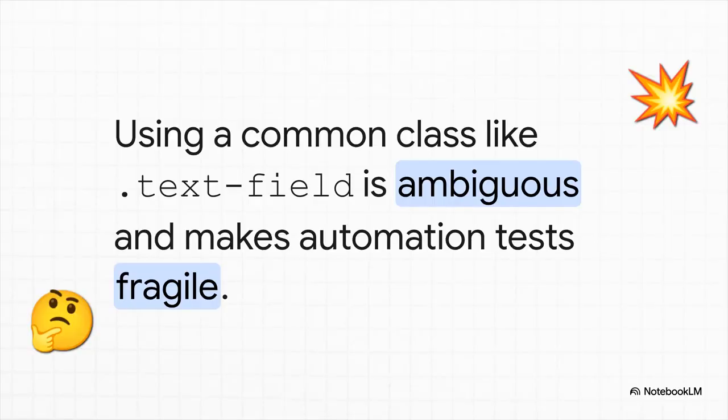So think about it. If you just tell your script, hey, go find an element with the class text field, which one is it going to pick? The first one, a random one, the wrong one? It's totally ambiguous. And that ambiguity right there is what makes our automation tests so fragile and just unreliable. There has to be a better way.